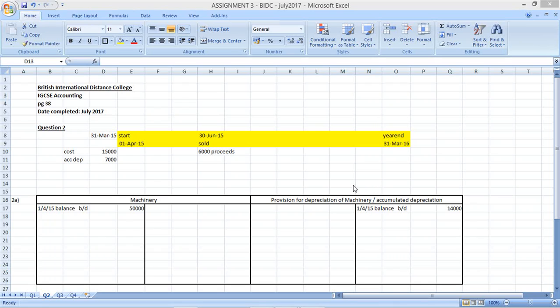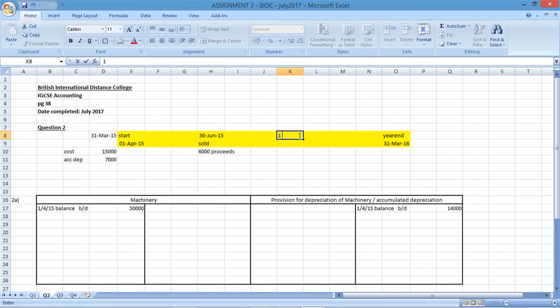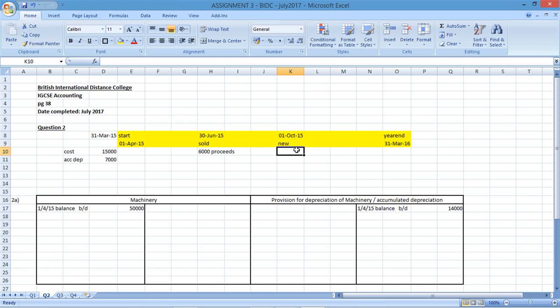The next point, point number 2, on 1 October 2015, so let's put that in, they say Sam bought a new machine for 25,000, so cost equals 25, paying by check. Sam depreciates his machinery at 10% on the cost of the machine held at the end of the financial year and makes no depreciation charge for machinery sold during the year. Great. So that's what we've got.